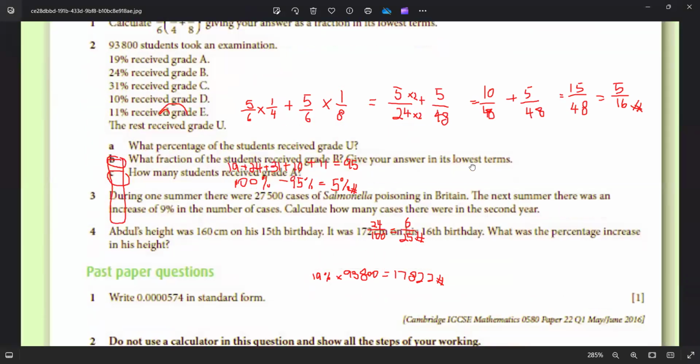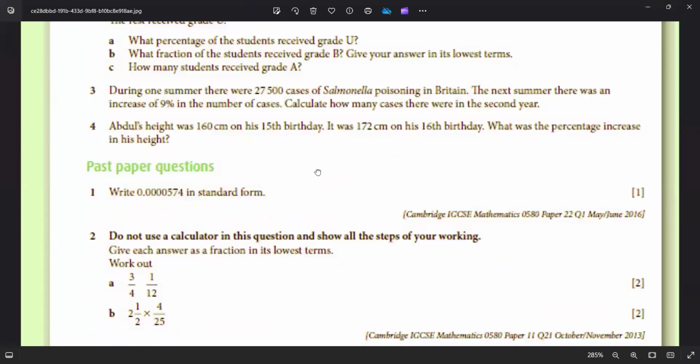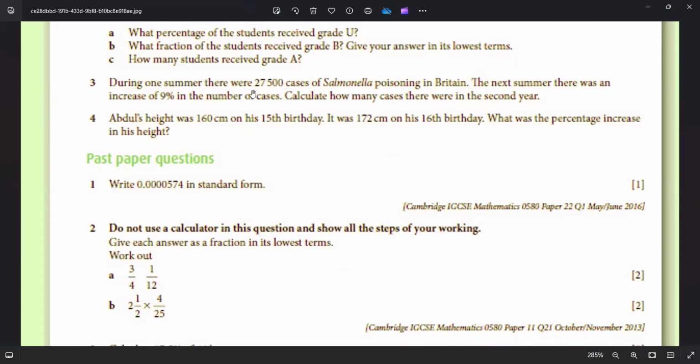Now move to question 3. During one summer, there were 27,500 cases of salmonella poisoning in Britain. The next summer, there was an increase of 9% in the number of cases. Calculate how many cases there were in the second year. For this, we will need to find how many cases is in 9%, and then sum with the past year cases.